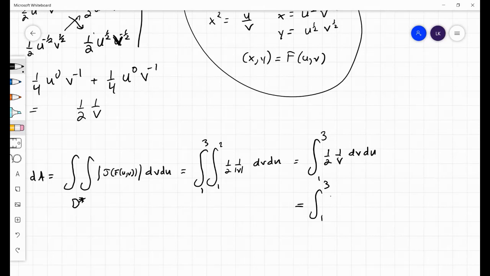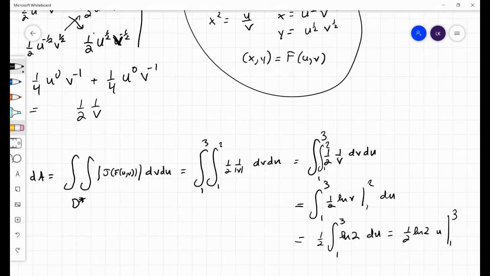So integrating with respect to v, we get natural log of v from 1 to 2. Log of 1 is 0. So integrating with respect to u, we get u. So it looks like natural log of 2 is the area.